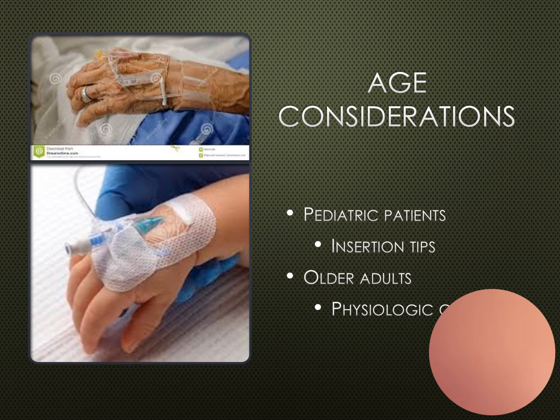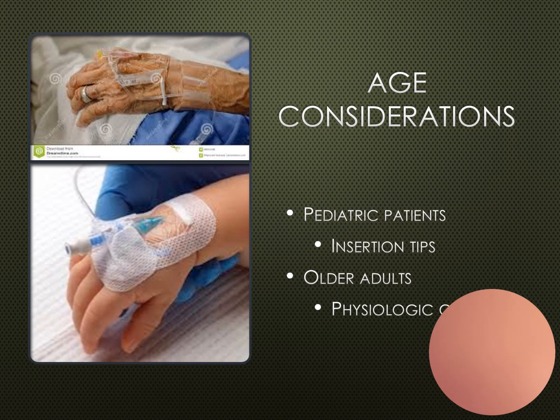With cannula insertion, it requires a decreased angle of insertion because there's less subcutaneous tissue, and that results in the veins being more superficial. Always apply skin traction below the projected insertion site. Direct method of venipuncture is often more appropriate in the older adult.